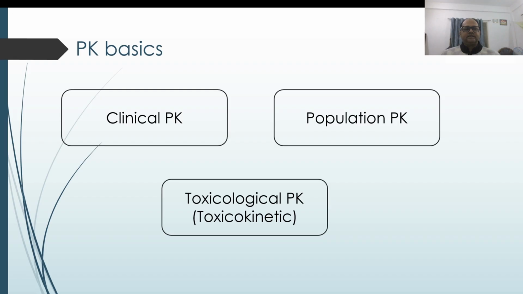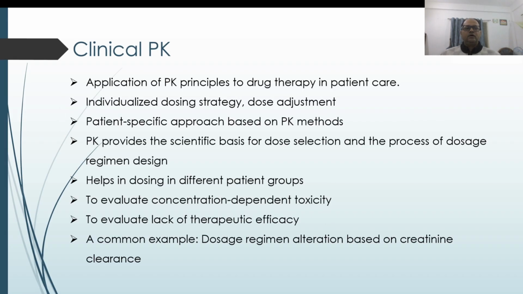Pharmacokinetic basics are usually of three types: clinical pharmacokinetics, population pharmacokinetics and toxicological pharmacokinetics, or toxicokinetics. Clinical pharmacokinetics is nothing but the application of pharmacokinetic principles through drug therapy in patient care. So in this comes the individualized dosing strategy, dose adjustment, then a patient specific approach based on pharmacokinetic methods.